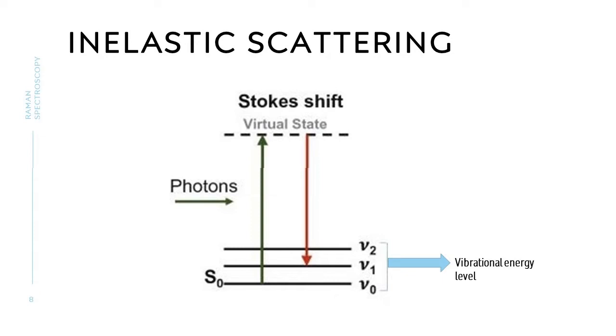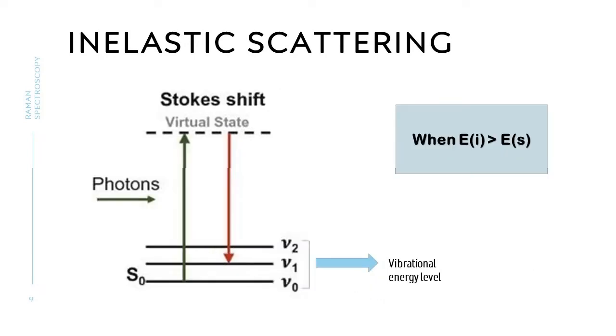So let us know about inelastic scattering now. Let's say when a beam of light or electromagnetic radiation is passed through a molecule from the ground vibrational state, it goes to some virtual state, and from the virtual state, it comes back to, let's say, the first vibrational state. The energy of the incident photon is higher as compared to the energy of the scattered light. When the energy of the incident photon is greater than the energy of the scattered light, this is inelastic scattering. This particular type of shift is known as Stokes shift.